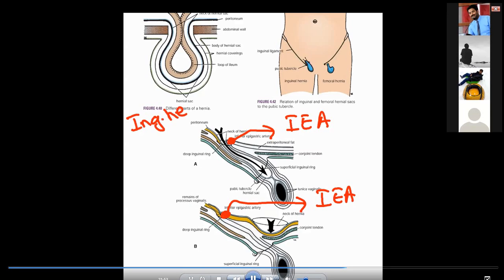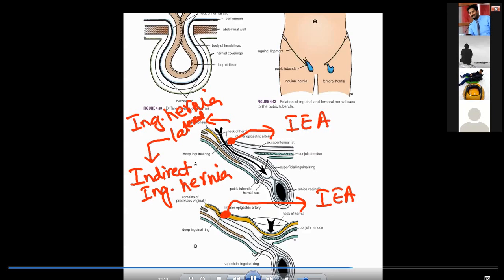Now, if the hernia is lateral to your inferior epigastric vessels, you will call it as indirect inguinal hernia. Which hernia? Indirect inguinal hernia. If the hernia is medial to the inferior epigastric vessels, it is known as direct inguinal hernia. Which hernia? Direct inguinal hernia.